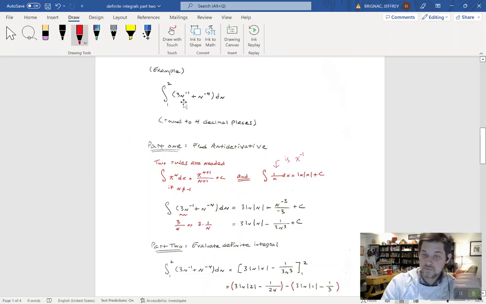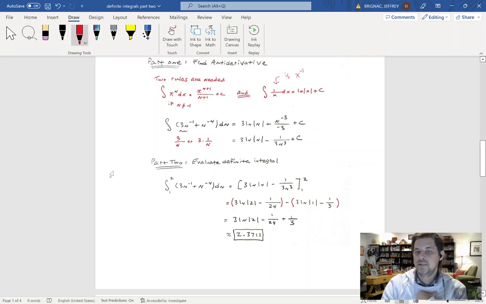All right, so those are the rules that I need. So I look at this first part, 3n to the minus 1. I could see that as 3 over n or 3 times 1 over n. Either way, by this rule here, it's 3 natural log absolute value of n. Okay, then plus n to the minus 4 by this. So I will add 1 and add 1. So I'll get negative 3 and negative 3. Rewriting that a little bit, putting this down there, I'll get negative 1 over 3 into the third power. So there's my antiderivative. Okay.